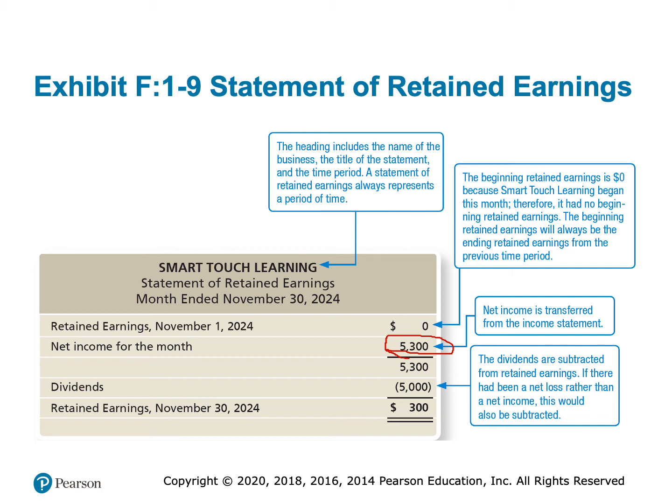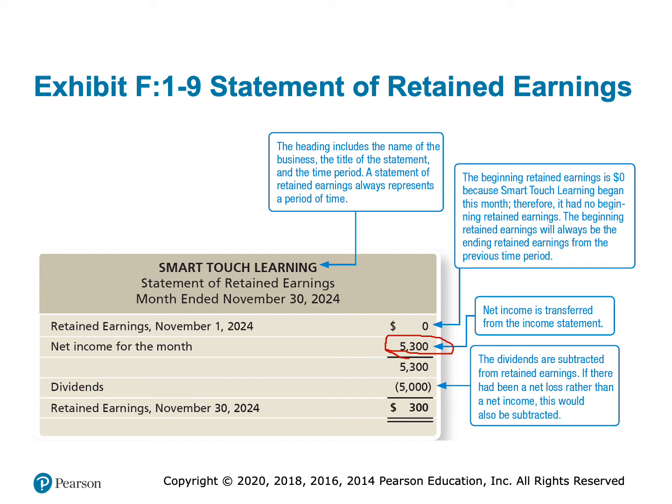And then we're going to subtract out the dividends. So remember, we paid $5,000 in dividends. Notice that $5,000 is in parentheses to remind us to subtract that. So we transferred $5,300 of profit in, then we spent $5,000 on dividends to Sheena Bright, so we're left with an ending balance of $300. And notice again that we've double underlined and put our dollar sign here at the end.